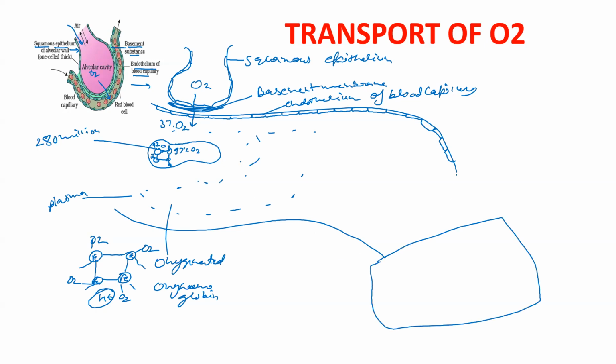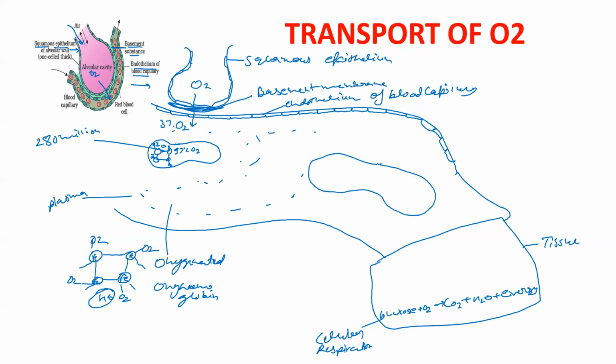So, suppose that this is the tissue of the body. Inside tissue, what is going on? Glucose oxidizes and it produces carbon dioxide plus water and energy. This is called cellular respiration. Tissue needs oxygen for cellular respiration, so blood vessels carry the oxygen to the tissue. Here 3% oxygen which is dissolved in plasma diffuses into tissue, but that oxygen is not sufficient for the tissue. Tissue requires more oxygen.